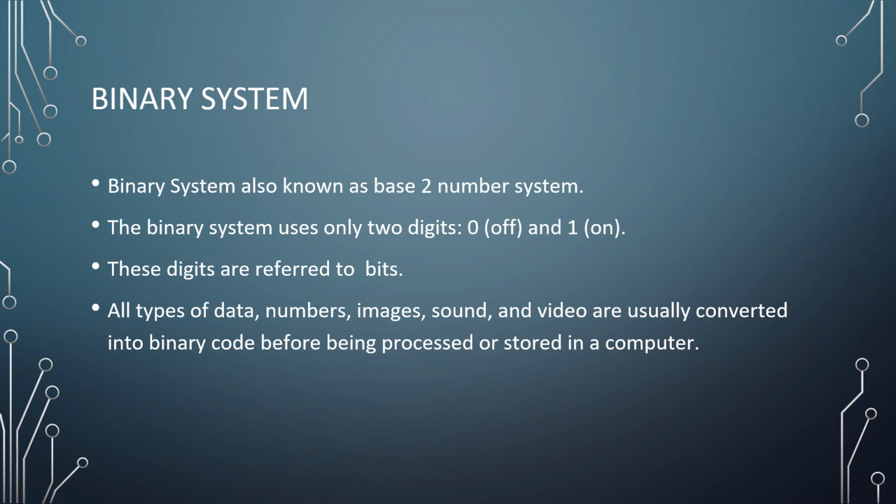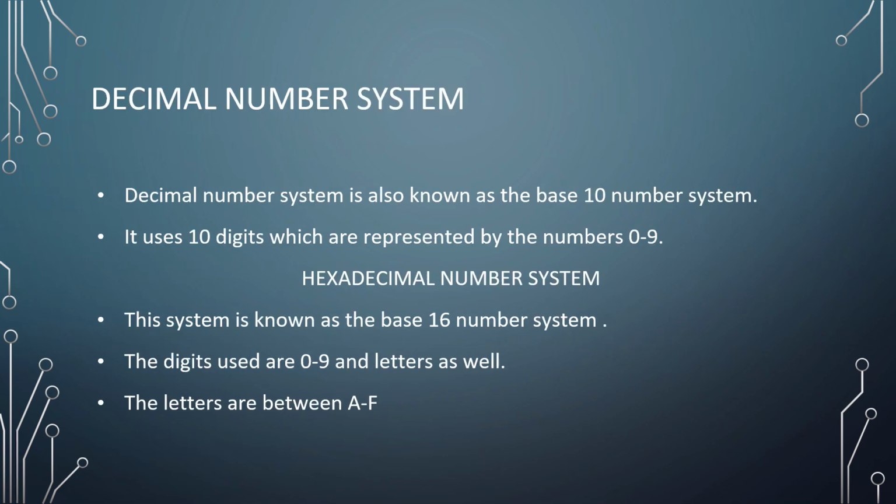These digits are referred to as bits. All types of data, numbers, images, sounds, and videos are usually converted into binary code before being processed or stored in a computer. Next, we have the decimal number system. The decimal number system is also known as the base 10 number system. It uses 10 digits, which are represented by the numbers 0 to 9.